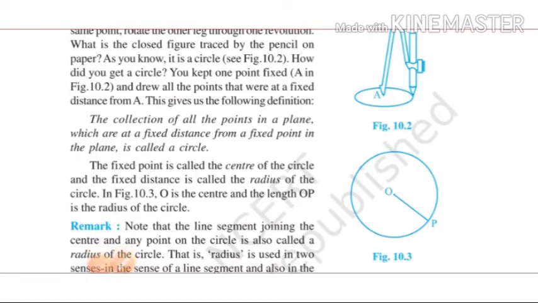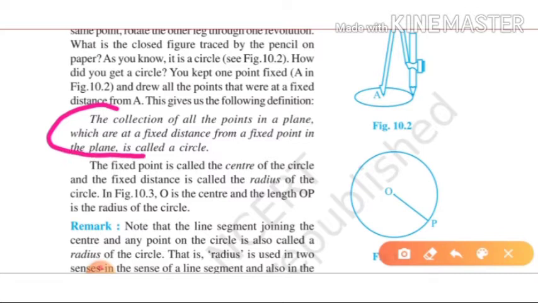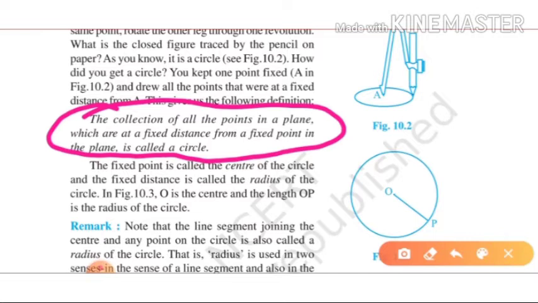Now let us look at the definition given here. The collection of all the points in a plane which are at a fixed distance from a fixed point in the plane is a circle. Here, this is the fixed point O and these are the points. On joining we form a figure. That figure is called a circle, and these all are at a fixed distance from this point O.